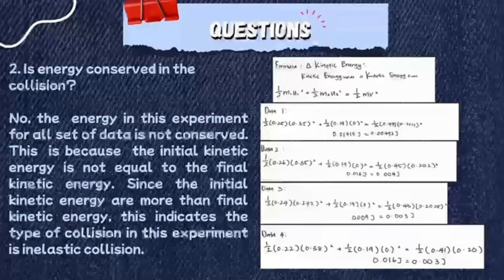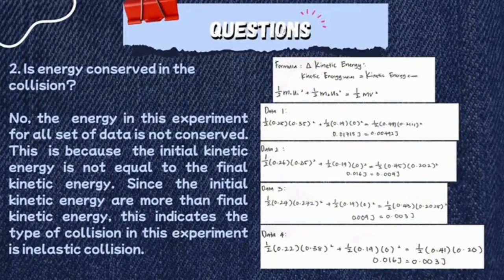Is energy conserved in the collision? No, the energy in this experiment for all sets of data is not conserved. This is because the initial kinetic energy is not equal to the final kinetic energy. Since the initial kinetic energy is more than the final kinetic energy, this indicates that the type of collision in this experiment is inelastic collision. As for the calculation, we are going to use the formula of delta kinetic energy.